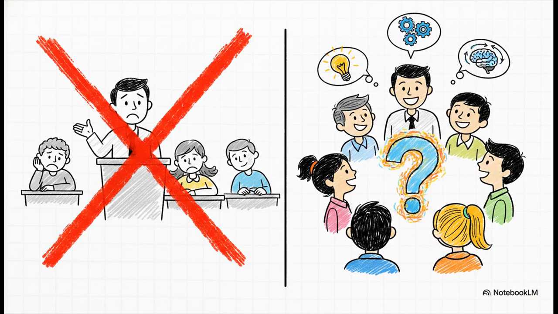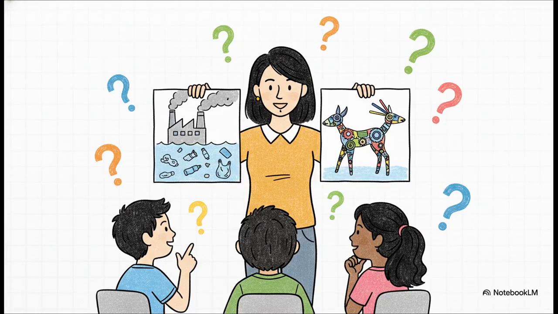The lesson kicks off, of course, with the very first E: engage. And remember, the goal here isn't to lecture. It's to spark some genuine curiosity about waste and recycling and even art. And how do you do that? Well, the teacher shows these really provocative images. First, you see pollution, but then you see this incredible art made from recycled stuff.